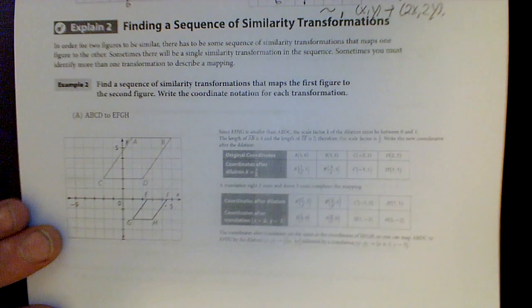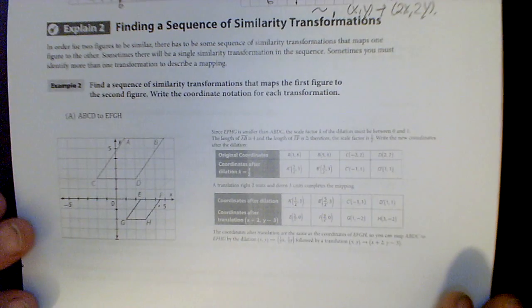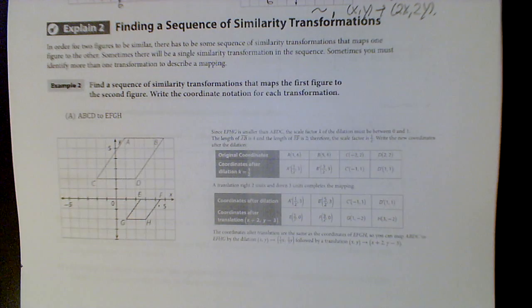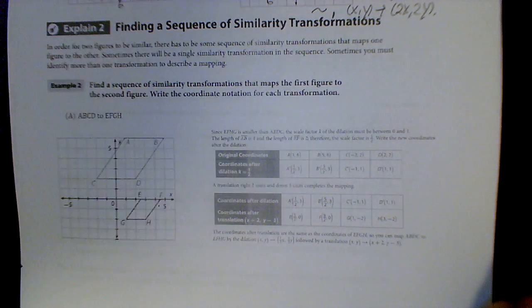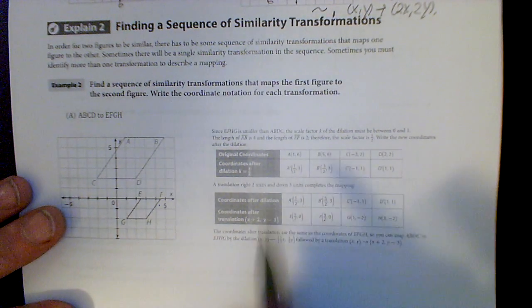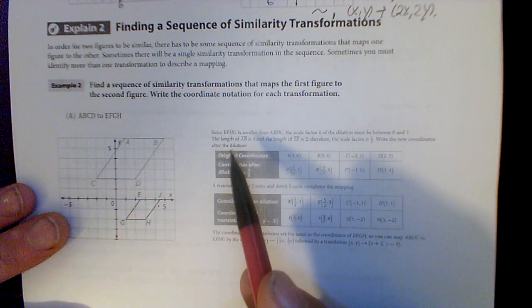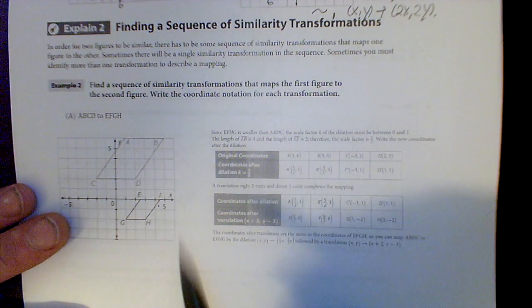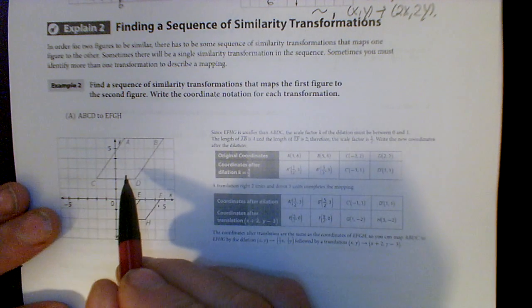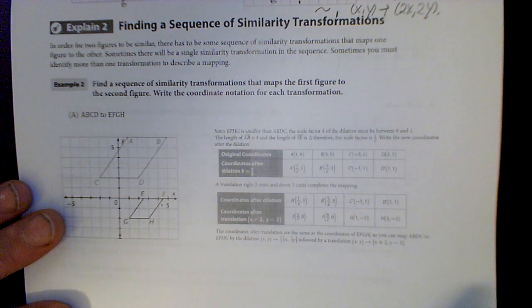Alright. Hey, finding a sequence of similarity transformations. As long as we can use rotations, dilations, reflections, transformations to map one figure onto the other, they're similar. Right? I'd actually prefer you pause this and read this section. It's going to take too long of a video for me to read, and it tells you how to translate, reflect, rotate A, B, C, D, to E, F, G, H.